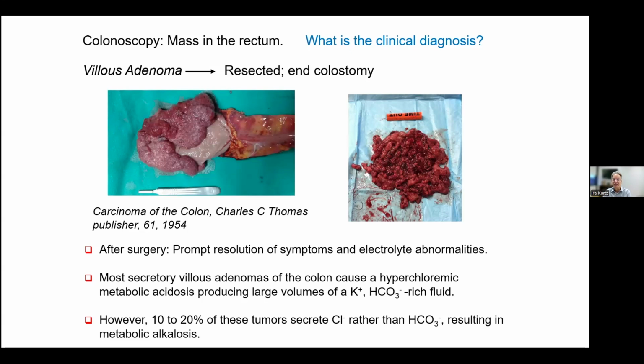However, in 10 to 20% of the cases, the tumors secrete a lot of chloride rather than bicarbonate, and you end up with a chloride-sensitive metabolic alkalosis. So the urine chloride is very low, and when you give them chloride, if you can keep up with the loss from the intestine, you can correct the metabolic alkalosis, but obviously the definitive thing to do is just to remove the tumor. So a villous adenoma causing a metabolic alkalosis is on the list of chloride-sensitive metabolic alkalosis. Don't forget that.